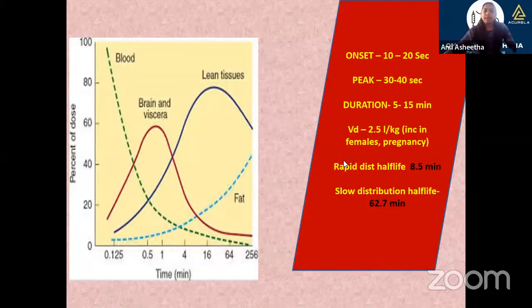The elimination half-life is up to 11.6 hours, so that is 12 hours. The volume of distribution is 2.5 liters per kg, approximately 125 liters, which is increased in females and pregnancy. It has 2 half-lives, a rapid distribution half-life and a slow distribution half-life. Rapid distribution half-life is 8.5 minutes and slow distribution half-life is more than an hour.